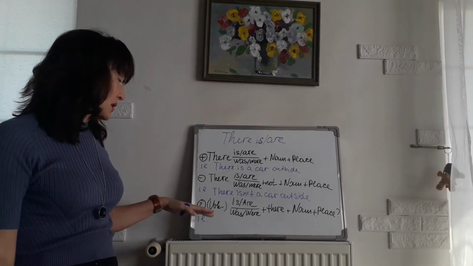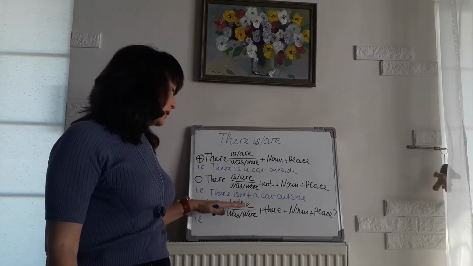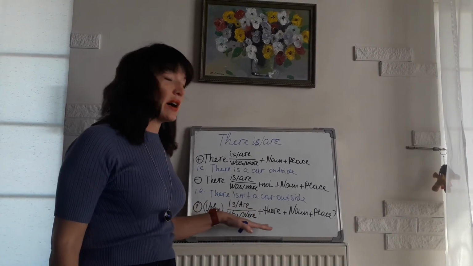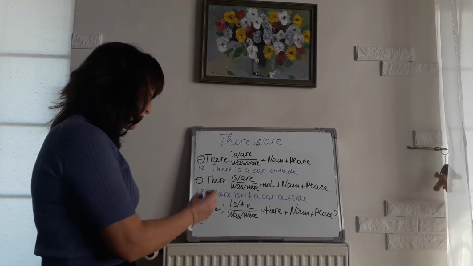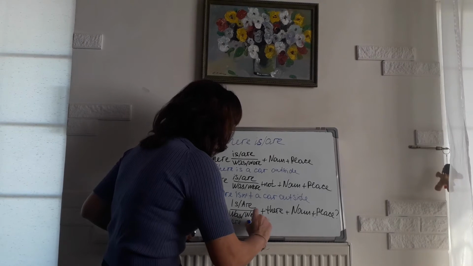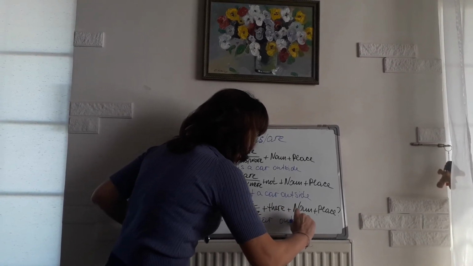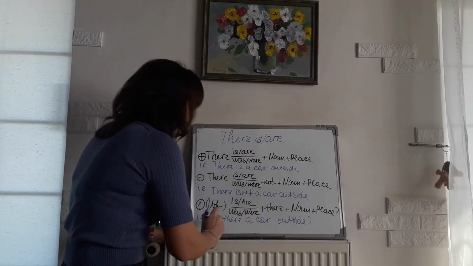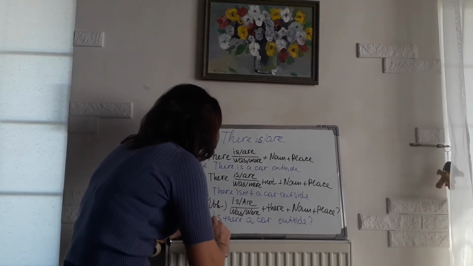And a question starts with question words if necessary. After that we put our verbs, is or are or was or were. After that there, and after that noun and place. For example, is there a car outside? Or how many cars are there outside?